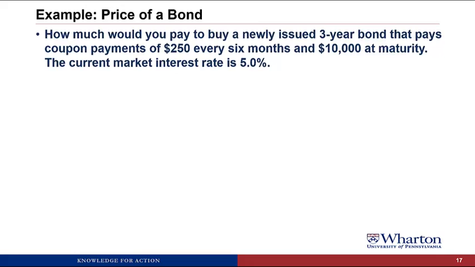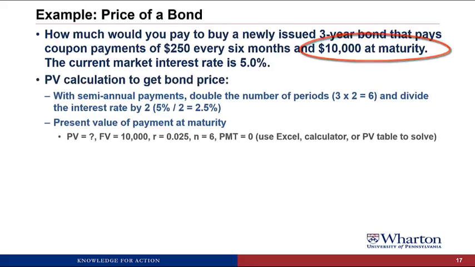So notice that there's really 2 different payment streams here that we need to take the present value of. First, we have the present value of an annuity, we're getting $250 at the end of every 6 months, so we can use our present value of an annuity calculation. Then we're getting $10,000 in a lump sum at maturity. There we're going to look at the present value of a future value.